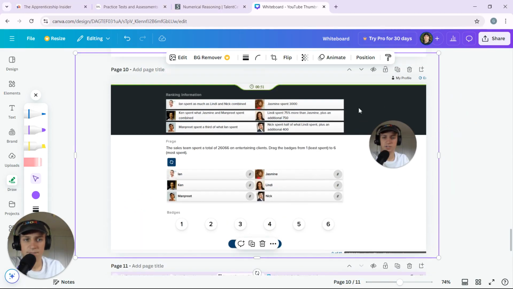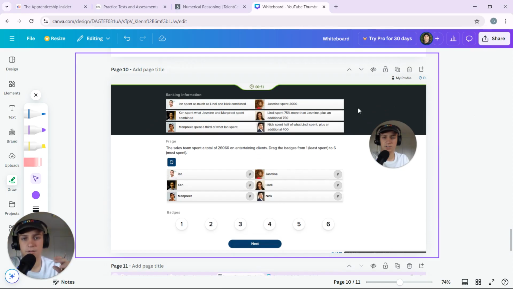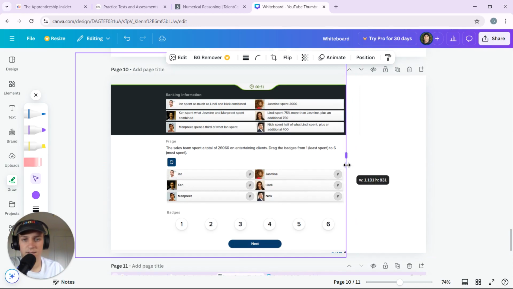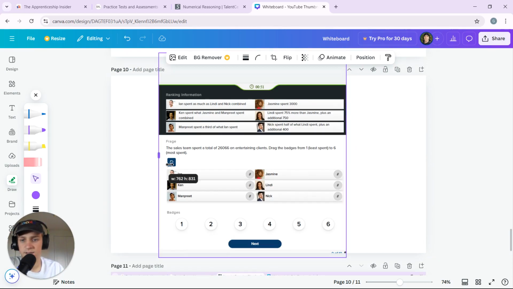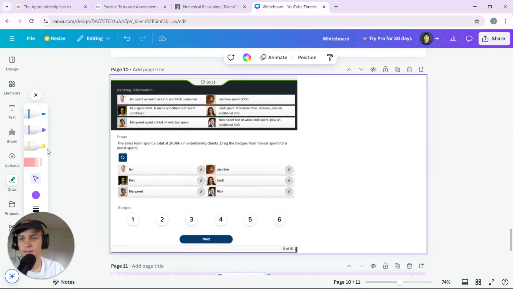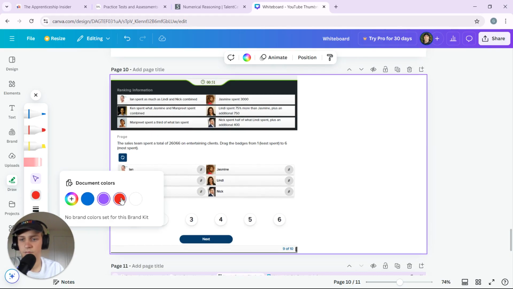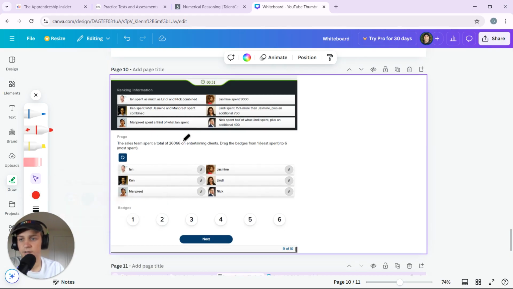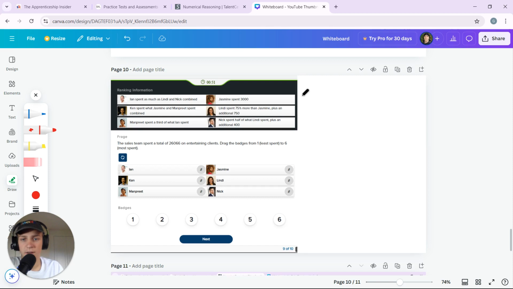So the way I'd answer this is, again, you have to focus on the absolutes first. If it would be better if I did this, and then I do this, and then we come across like here. Boom, perfect. So, red. Right, so you basically need to list these names. You need to work out who spent the most.